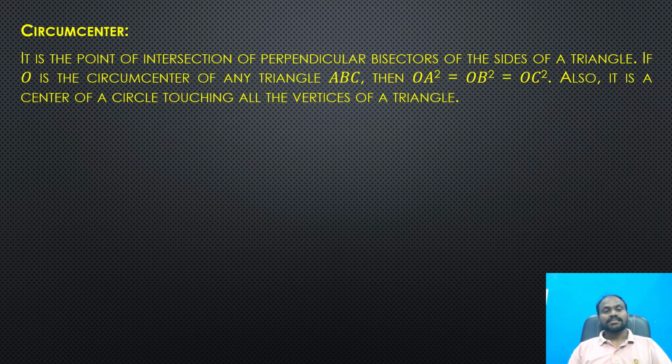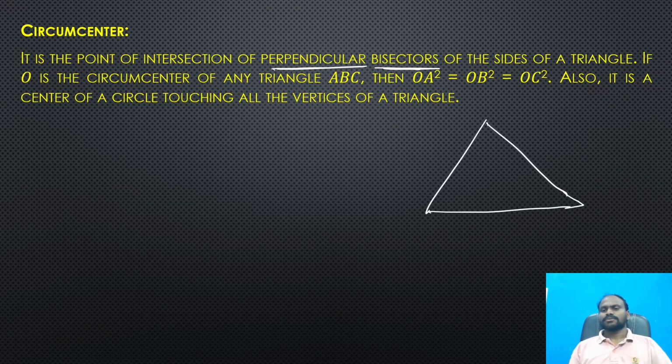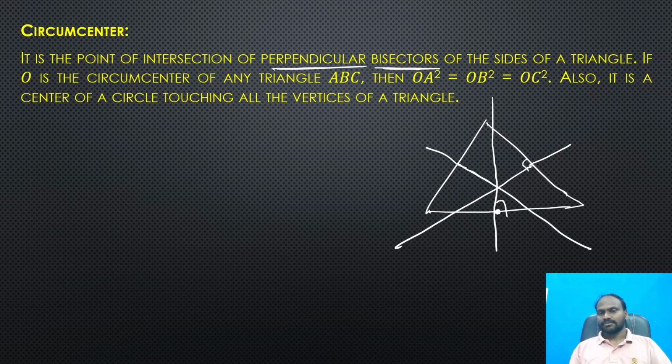Next, circumcenter. Circumcenter means the point of concurrence of perpendicular bisectors of the sides of a triangle. So whatever triangle you take, first of all you should take the midpoint, and through that we will draw a perpendicular bisector, like this. Now this is how it is going to be. It may or may not pass through the vertex, but you can see that all three are going to meet at a point. That point is called the circumcenter.